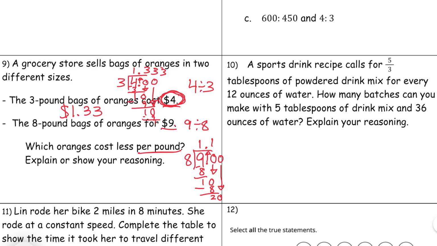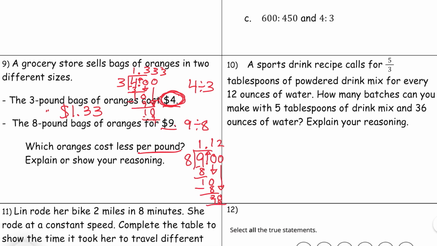8 goes into 20 2 times. 2 times 8 is 16. So I really could stop here because I know it's going to be $1.12, or I might round up if I needed to for the next one. And the other one's $1.33. So that one, this costs more, the 3-pound one. So I know.